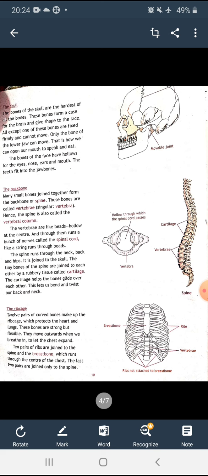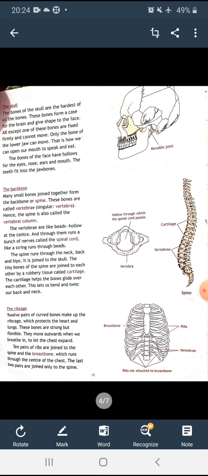Next is the rib cage. What is the rib cage? 12 pairs of curved bones. 24 bones are there, 12 pairs you can say. They make up the rib cage. These bones are strong but flexible and they move outwards when we breathe to let the chest expand.